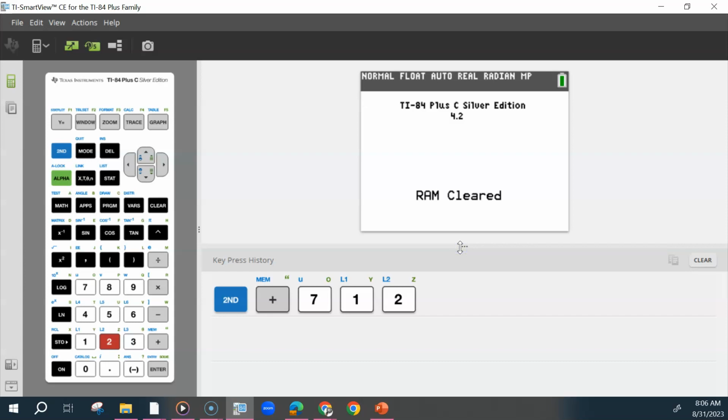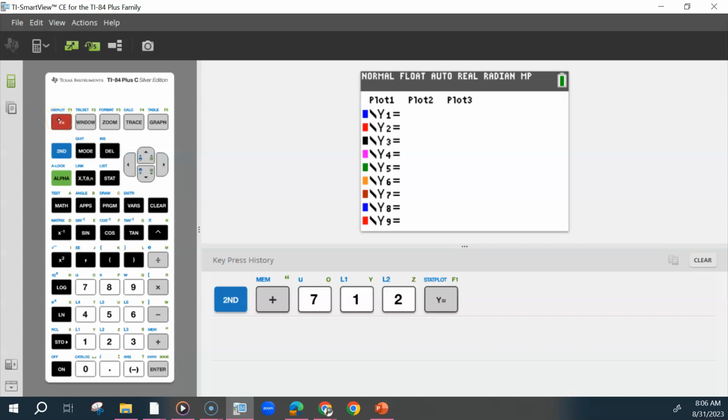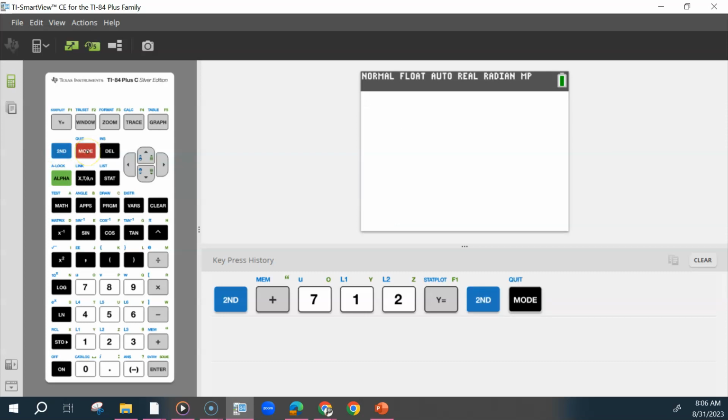Let's say we go somewhere else, we hit a button by accident. You don't have to hit y equals, but you can if you want to see the point I'm about to make. If you ever want to go back to the screen where you calculate stuff, second mode will take you back to that screen. If you're anywhere else, it will always take you back to this screen where you will calculate stuff.